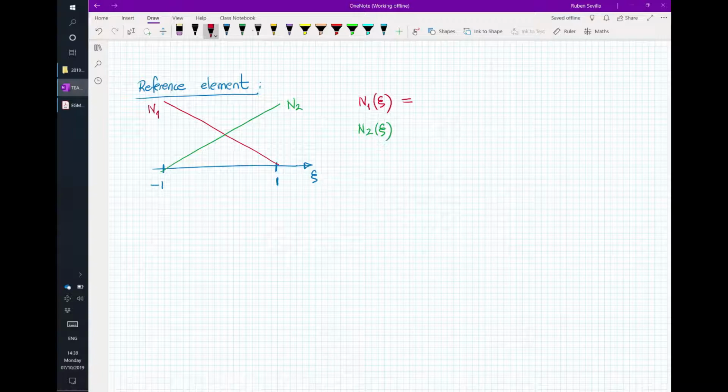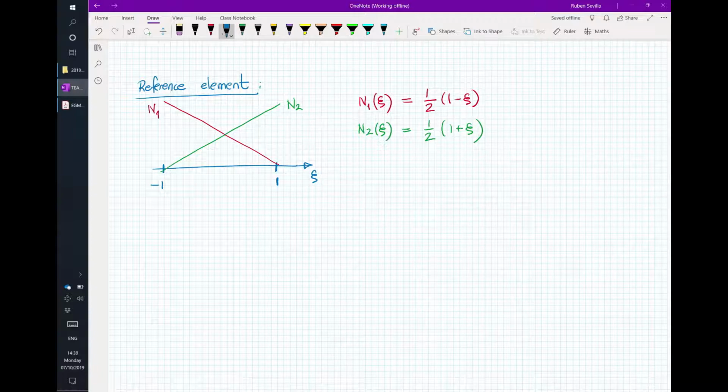The expression for the shape function. Again, I want the shape function to be 1 in one node, 0 on the other node. We've done this before. Expression, you got it there. What I could do is write it and convince you that it is correct. Okay? How do I convince you that it is correct?